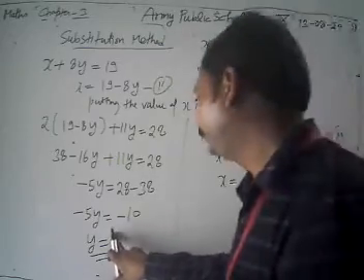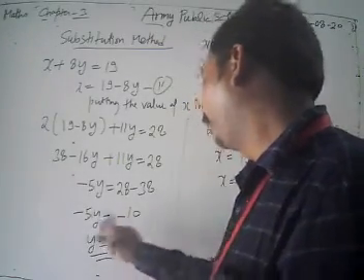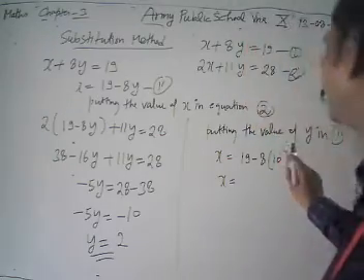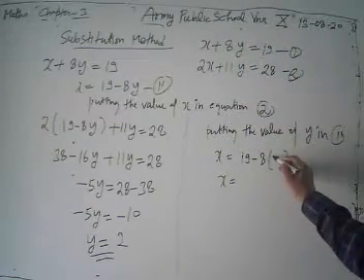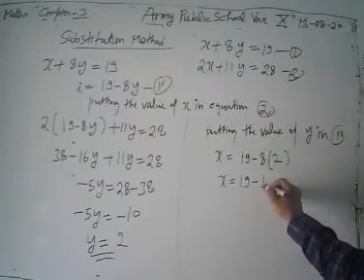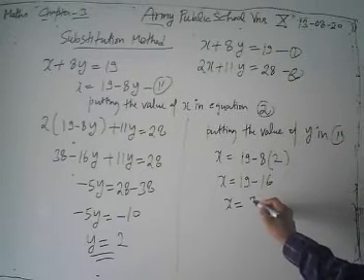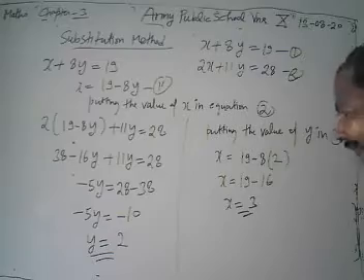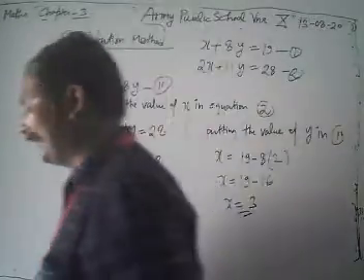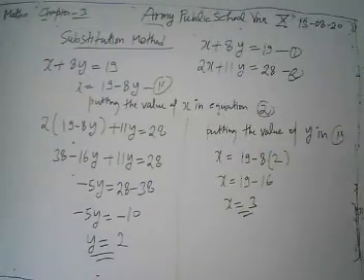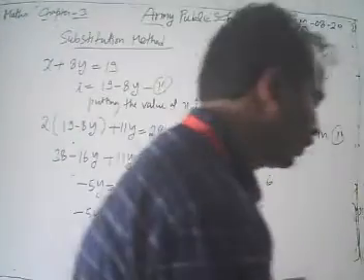Sorry, it's my apology, y is equal to 2. Then 19 minus 16, what do we get? 3. Look, we get the values of x and y by the substitution method: x equal to 3 and y equal to 2.